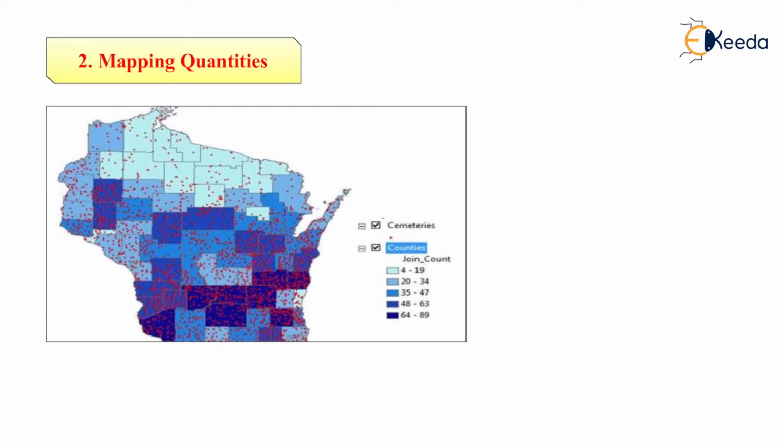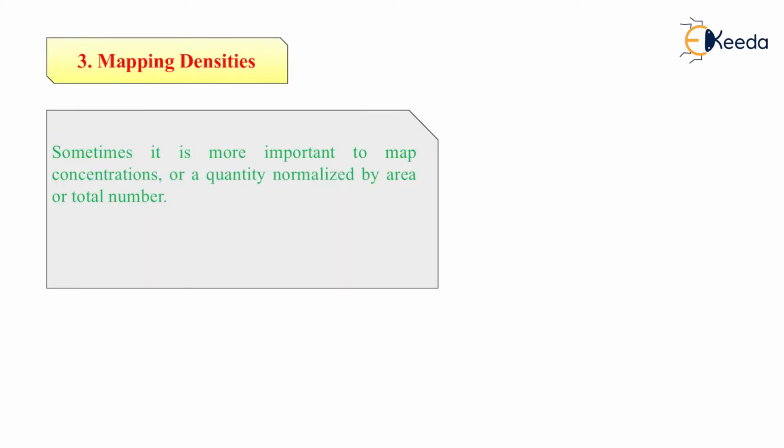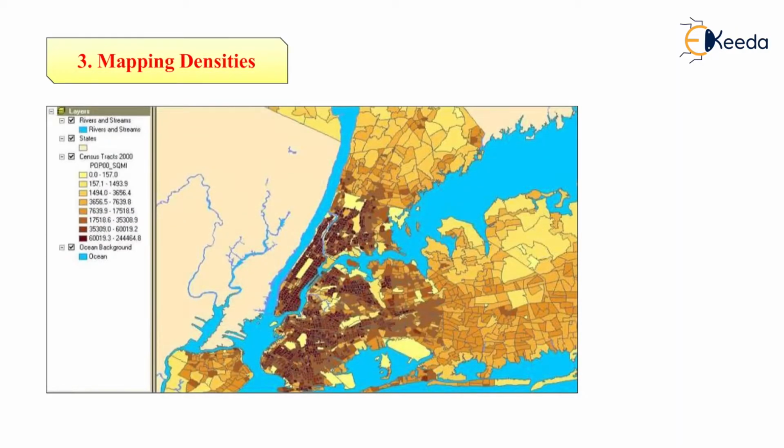Then we can use mapping of densities. Sometimes it is more important to map the concentration, or the quantity normalized by the area, than the total numbers. For example, we have the population density of a particular area. As you can see, by using this, we are mapping the population density, where the dark brown lines show where the population is high. The blue line represents the ocean. Likewise, we can divide a map into the required data.